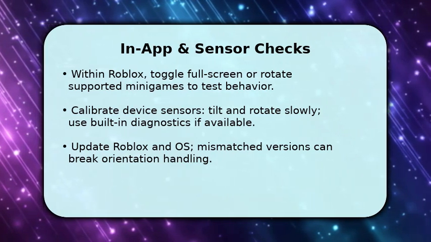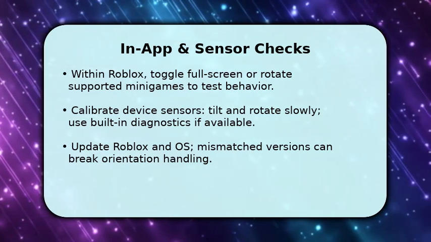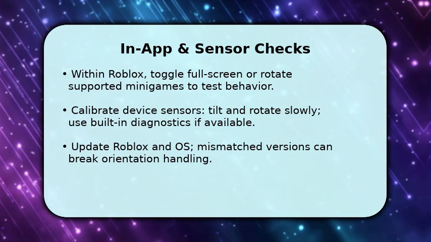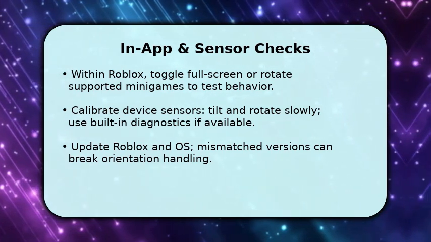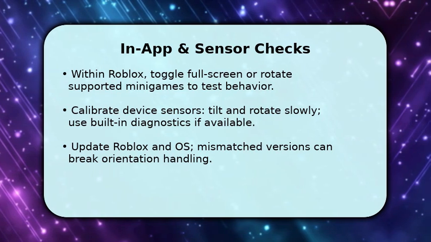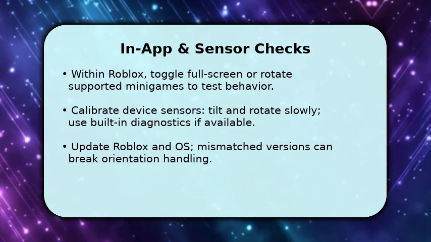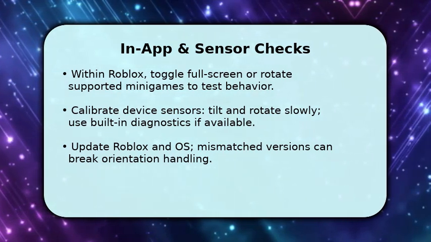Open a game and switch to full screen or a mode that supports landscape to see if rotation happens. If it does not, gently tilt and rotate the device while watching for any screen movement. This calibrates the accelerometer in real use.